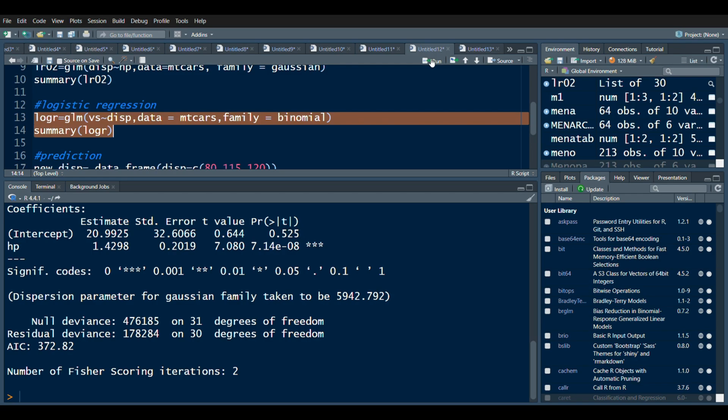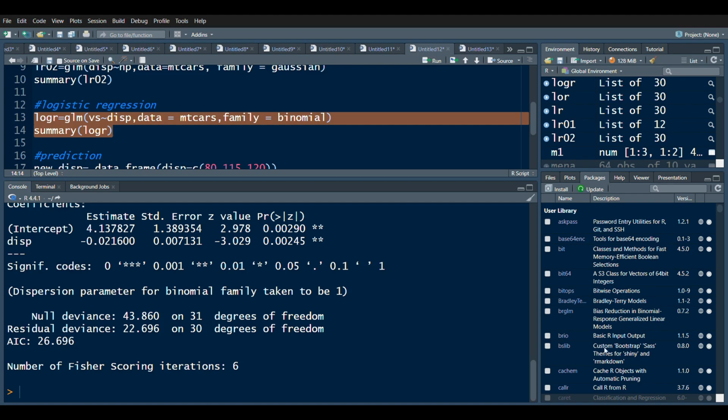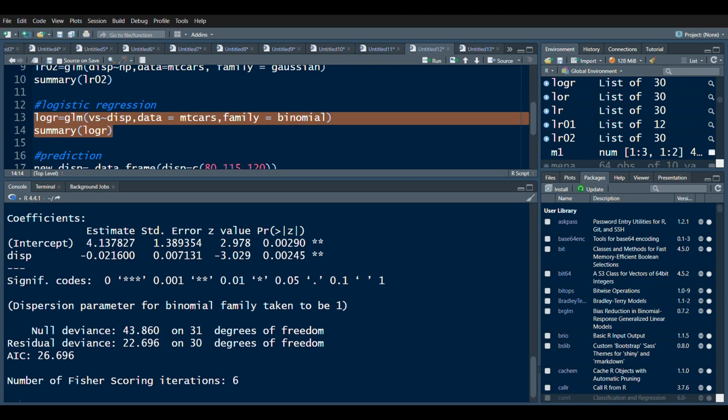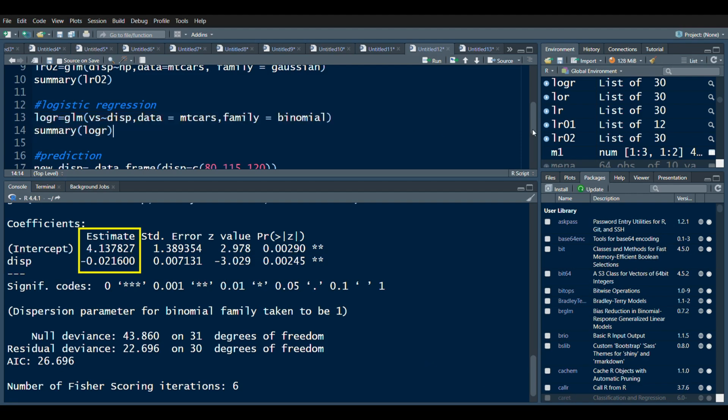It will give me the following results. As in linear regression, the first row is for the intercept and the second row is for the coefficient of x, which in our case is DISP. The first column gives the value of both, the second the standard error, the third the z value, and the fourth the p value of the z value. Additionally, we have three more values: null deviance, residual deviance, and AIC.